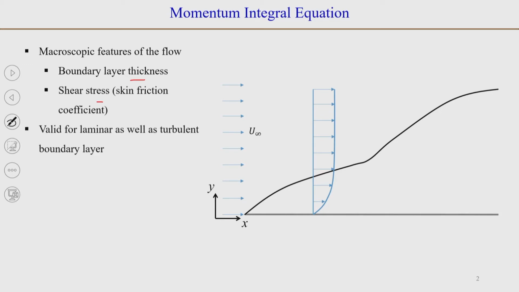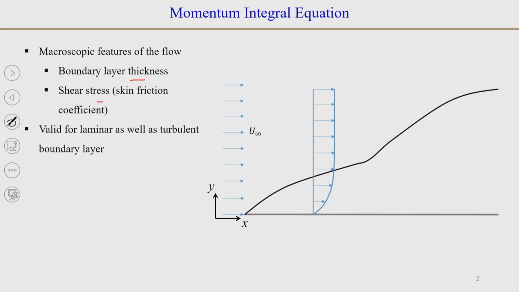Now, this will require the velocity profile in the flow. So, we will need to either make an assumption about the velocity profile, or we will need to know the velocity profile in the flow in order to be able to apply this equation. Okay. Because when we do this analysis, we will not make any assumptions about whether the flow is laminar or turbulent. So, this analysis will be valid for laminar as well as turbulent flow.